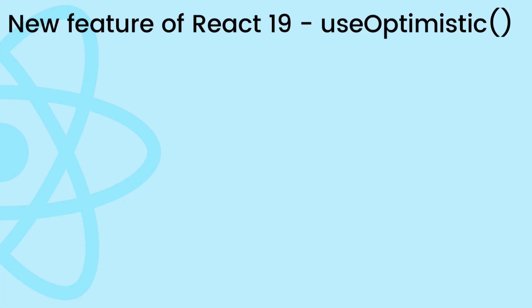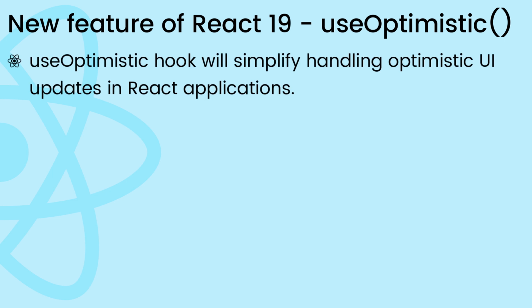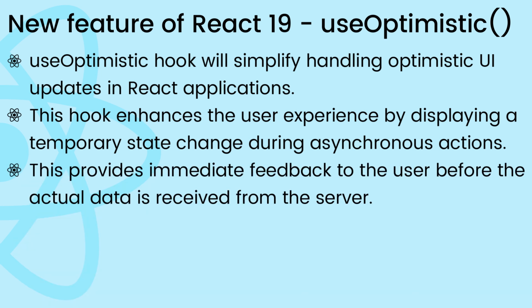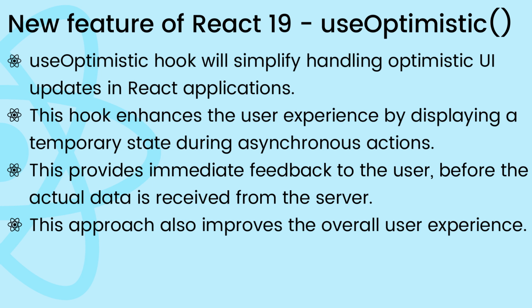React 19 introduces the useOptimistic hook to simplify handling optimistic UI updates in React applications. This hook enhances user experience by displaying a temporary, optimistic state change during asynchronous actions like network requests. This provides immediate feedback to the user even before the actual data is received from the server. This approach not only enhances performance but also significantly improves the overall user experience.